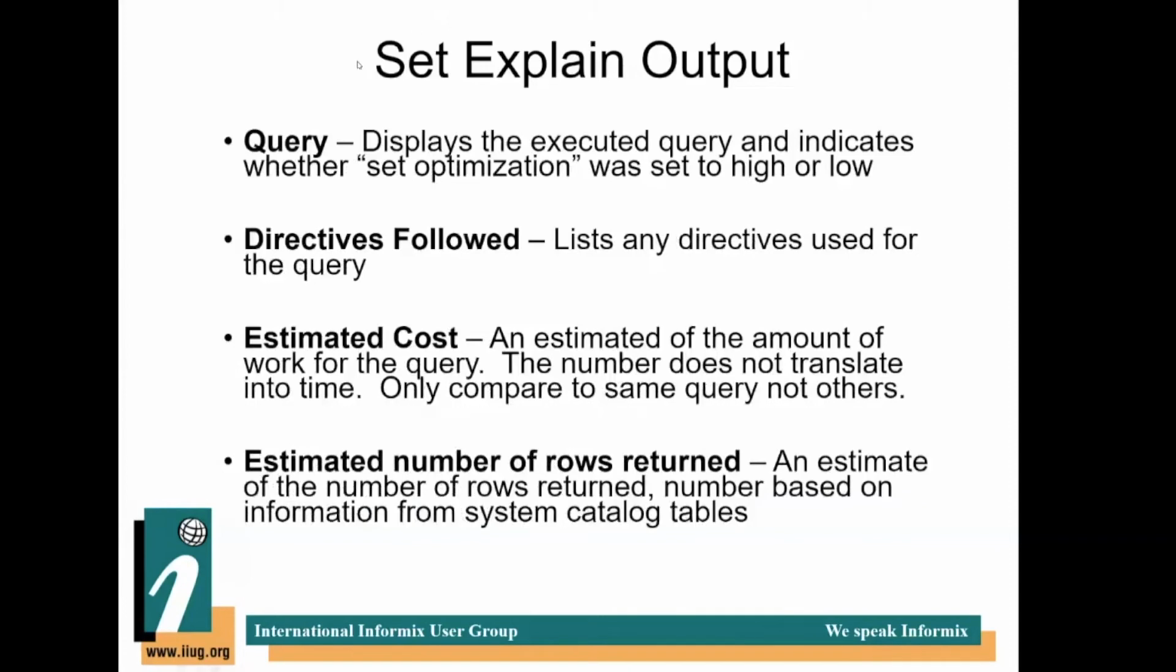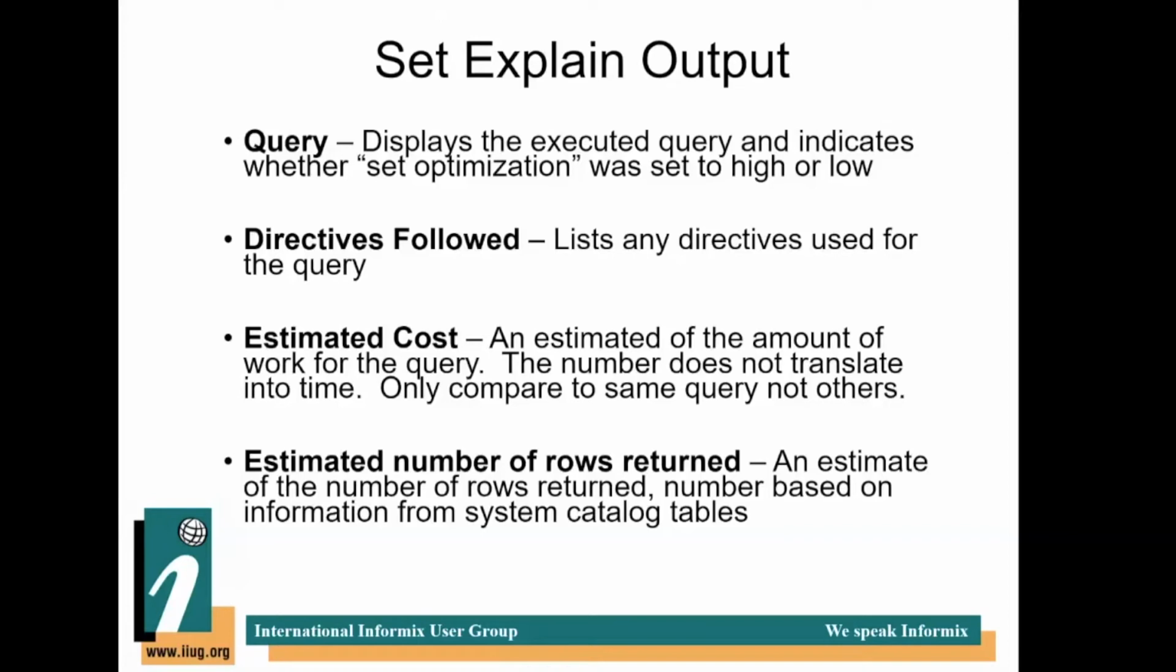So in the explain output, you have your query, which displays the executed query and indicates whether set optimization was set to high or low. It also will show if any directives were followed, and it lists those directives in the query. It gives an estimated cost, which is an estimate of the amount of work time for the query. The number doesn't translate into an actual number of seconds. It's useful for comparing queries of the same kind.